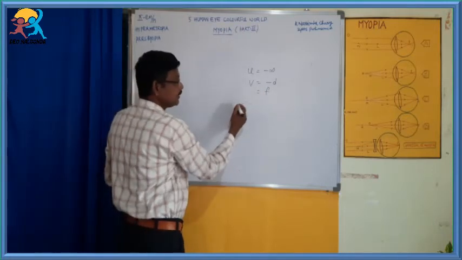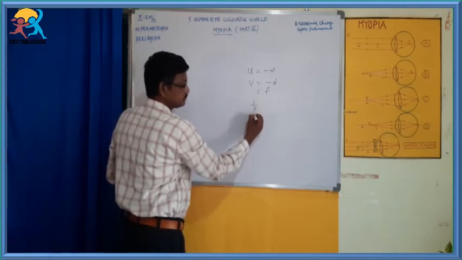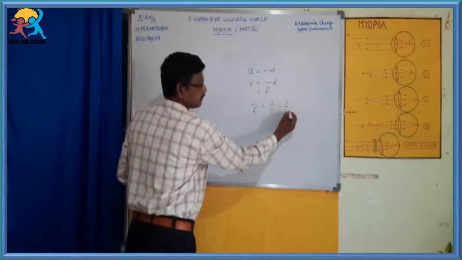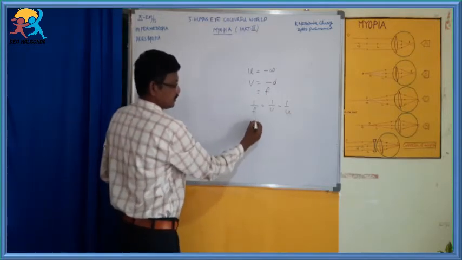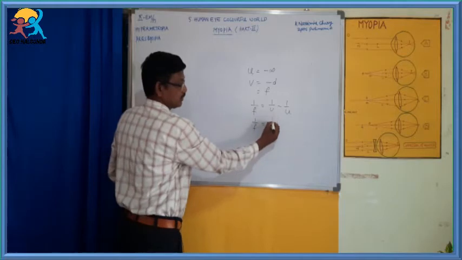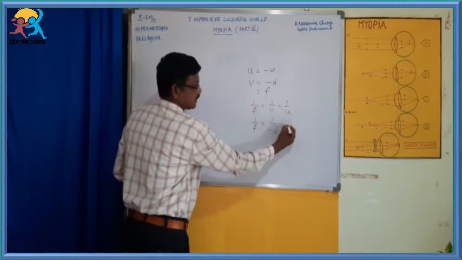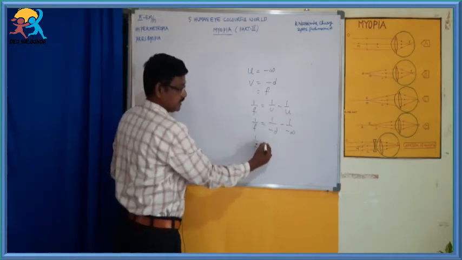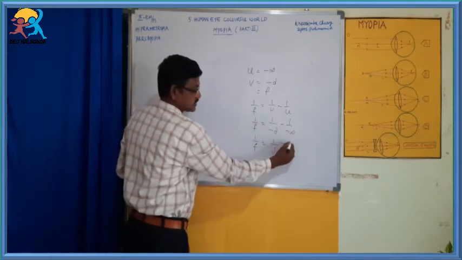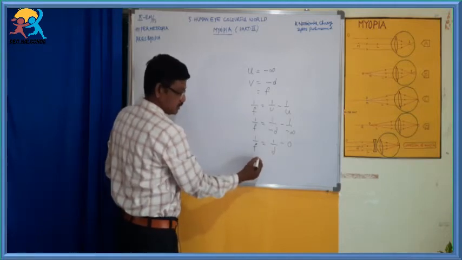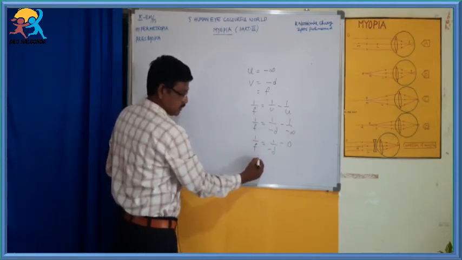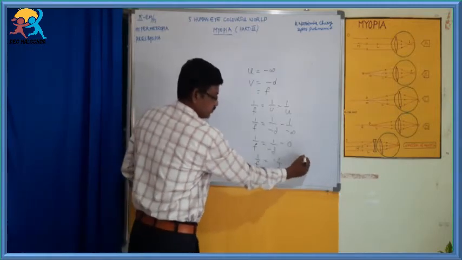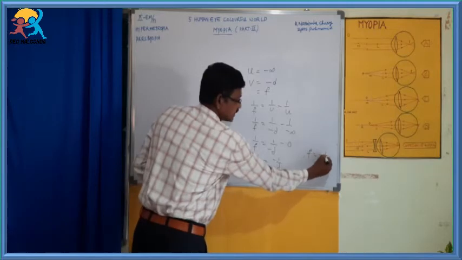Applying these three values in the lens formula, 1 by f is equal to 1 by minus d minus 1 by minus infinity. 1 by f is equal to 1 by minus d minus 0, and 1 by f is equal to 1 by minus d, therefore f is equal to minus d.